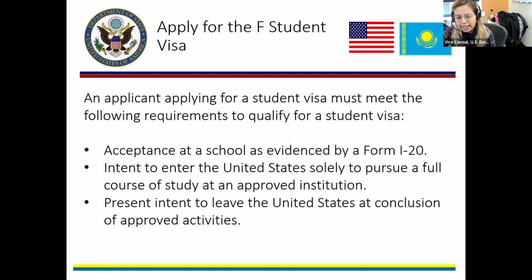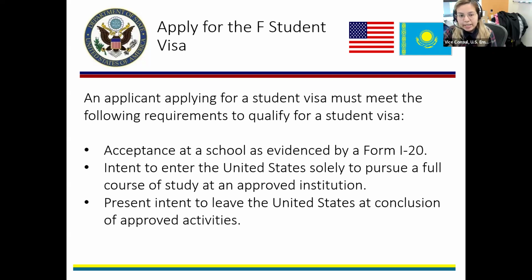Sometimes we'll see F visa applicants who actually already have a tourist visa, so a B visa, for example. And so what's really important to keep in mind is that you can continue using that B visa if you're continuing to travel to the US as a tourist, but the moment you go to pursue your studies, you want to make sure that you're entering under that F visa because you're going to study at that time. So make sure that you're entering under the correct visa type.